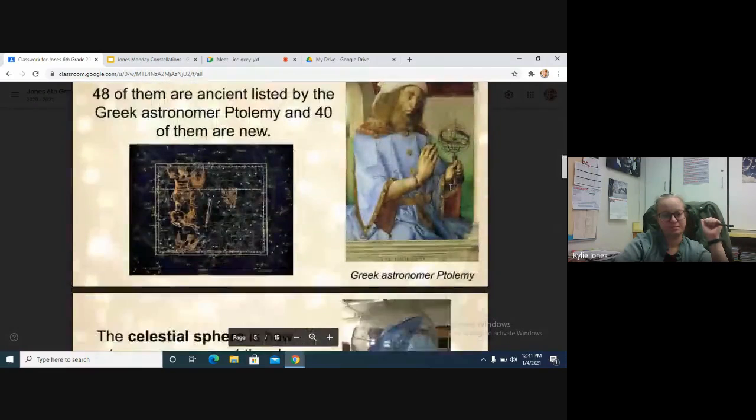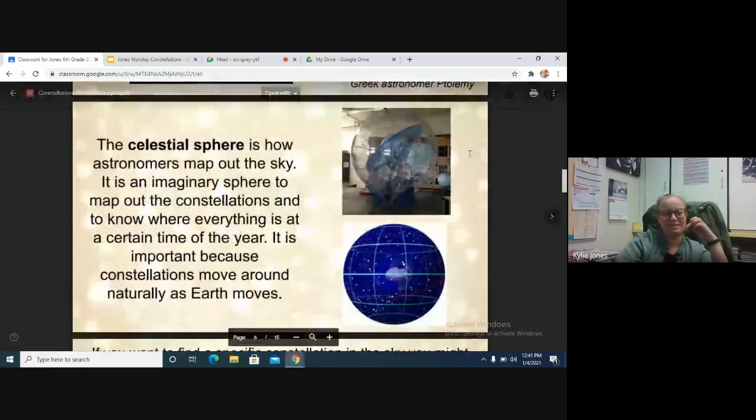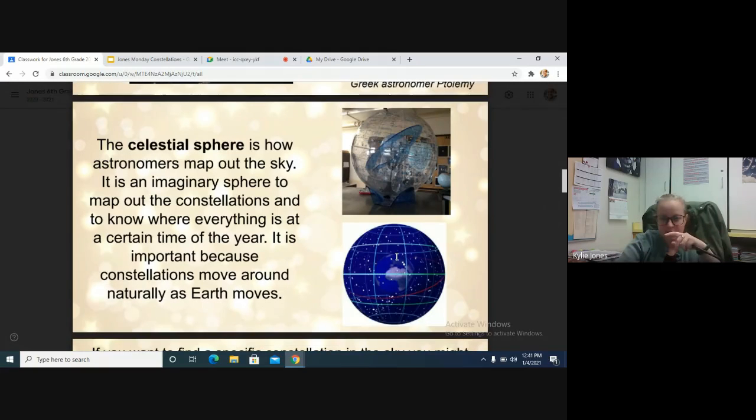Cool. All right. Our next slide, slide 6, says the celestial sphere is how astronomers map out the sky. So if you look inside, you can see the Earth on the inside, right? And then along the outside is where the stars are. So it's called the celestial sphere. It's an imaginary sphere to map out where the constellations are and how everything is at certain times of the year. And it's important because the Earth is spinning, right? Which means that the constellations are moving and the stars are also moving in space. So everything is just kind of circulating around things, but they're always moving, and so is the Earth.